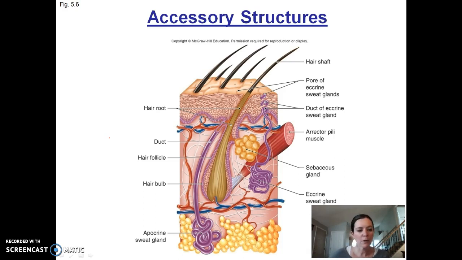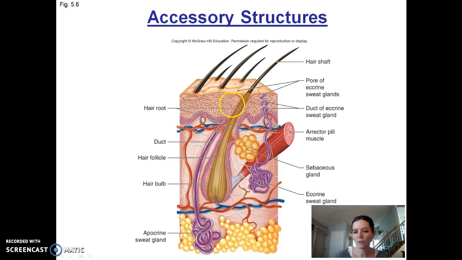So I want to go ahead and jump into talking about some of the different accessory structures in the skin that are actually involved in thermoregulation. That's a particular physiological topic that is really a great example of how our body deals with homeostasis and how we utilize the help of different types of organs within a system to bring about that balance.